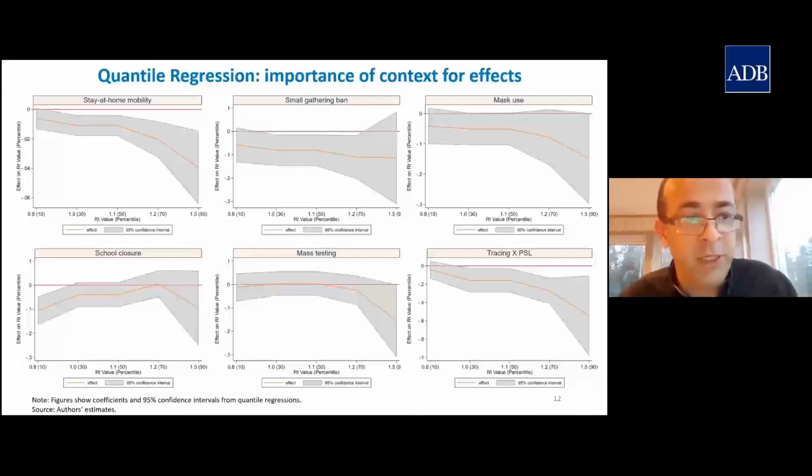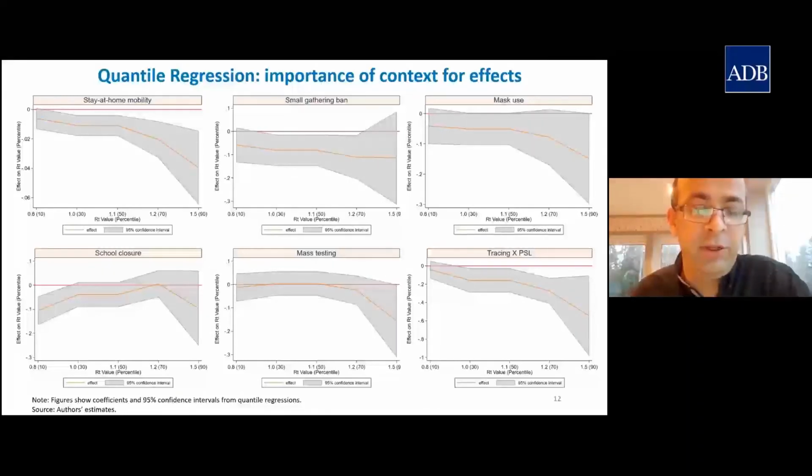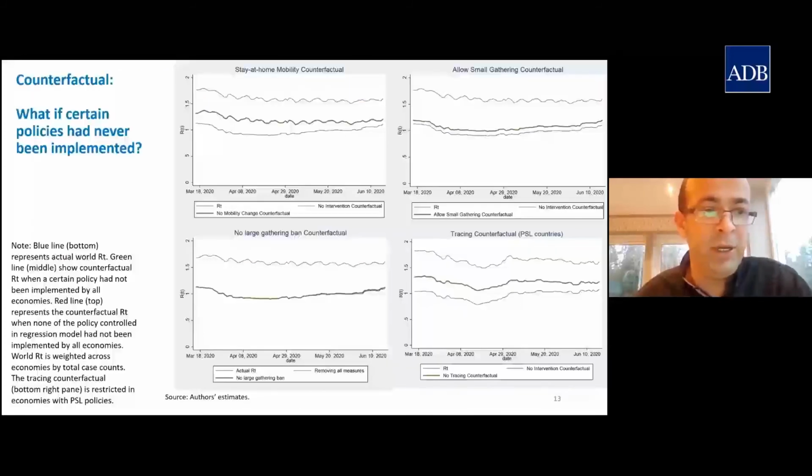Staying home has much higher effects at higher reproductive rates, school closure has larger effects at lower reproductive rates. The tracing by paid sick leave has a higher effect at higher reproductive rates, when there's a worse epidemic occurring. So all the measures are not equally effective in different contexts and different stages of the epidemic.